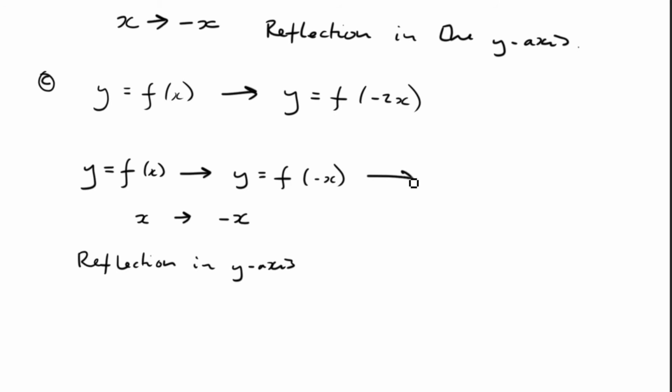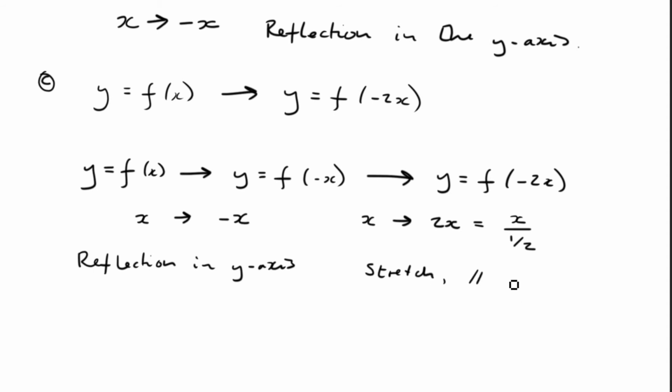But we're not at our final destination. Once we've got to this point, we then want to turn this into y is equal to f of negative 2x. Now what we've done here is we have replaced x by 2x, because we already have a negative x there. If you change this x into a 2x, we'll go from a negative x to a negative 2x. And 2x is the same thing as x divided by a half. So what we would expect to have here is a stretch parallel to the x-axis of scale factor a half.